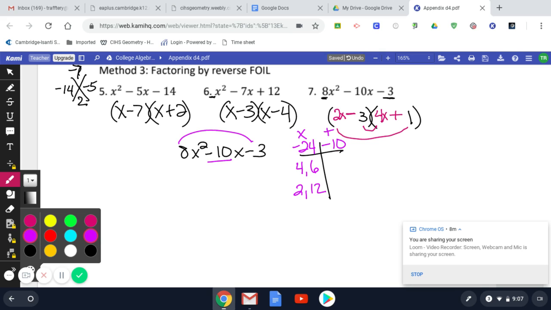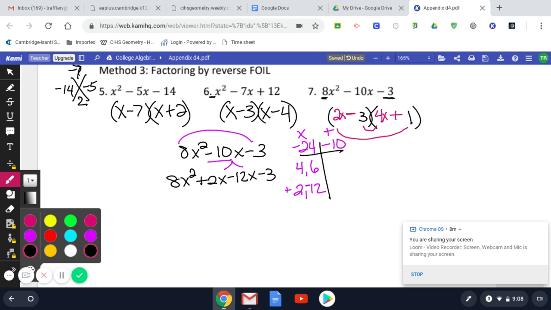2 and 12 will give me 24. And if I make it negative 12 and positive 2, I'll also get that. So now, here's why it's called split the middle. I'm going to split the middle term into two terms. I'm going to call it 2x minus 12x. Have I changed it at all? No, I've just changed the way it looks, but I have not changed the value. So I have 8x squared plus 2x minus 12x minus 3. My middle term, I've just split it up.